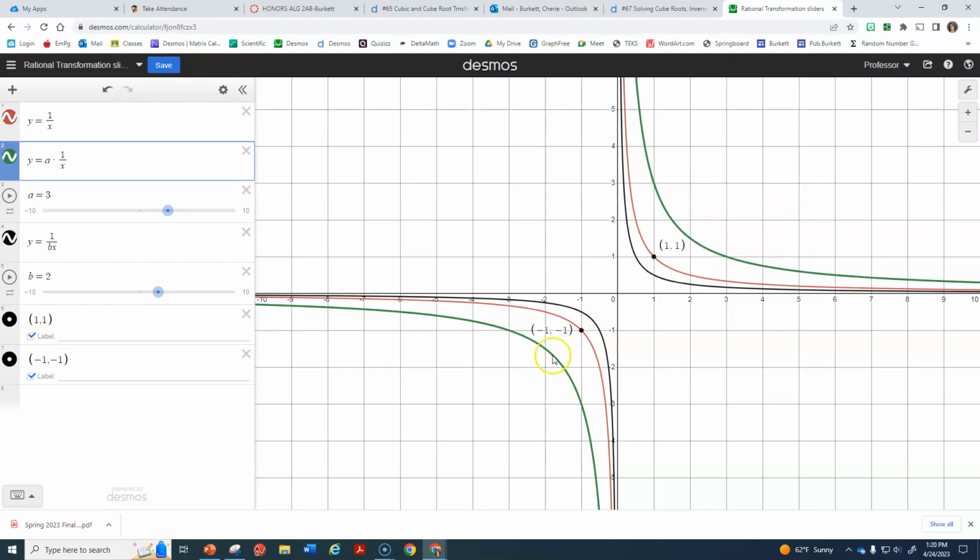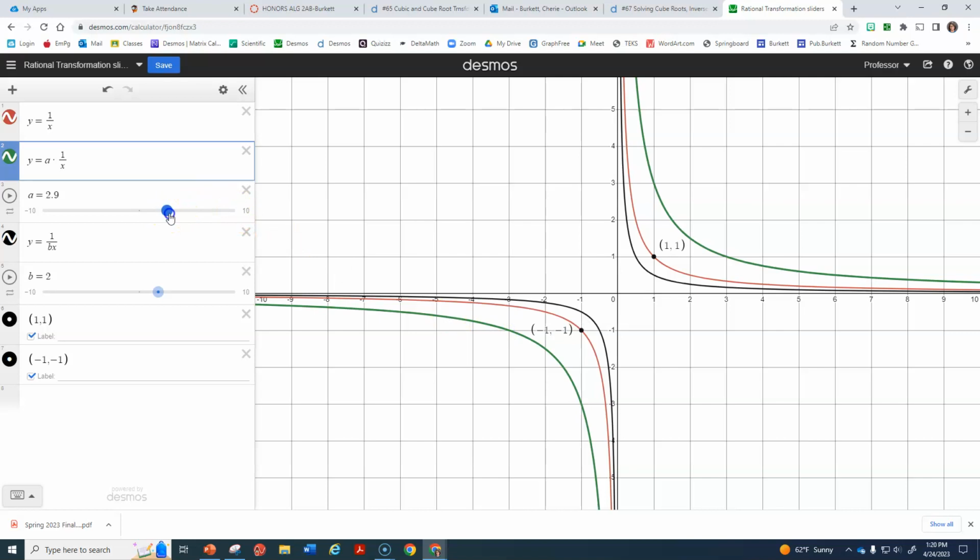And the same thing is happening on the negative side. It was at (-1, -1), but this one is now at (-1, -3) and at (-3, -1). So that's a nice feature about the parent function when it comes to graphing.